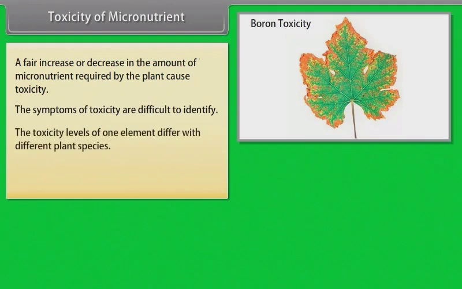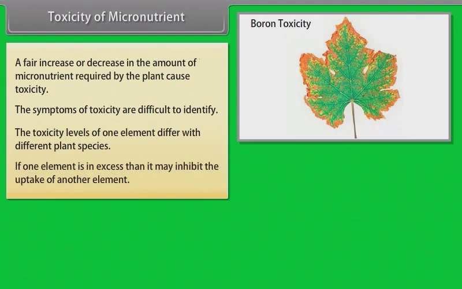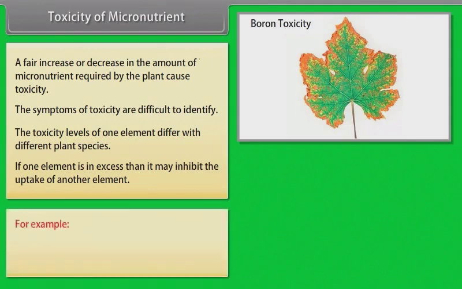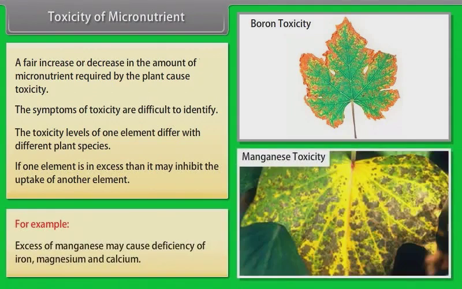The toxicity levels of one element differ with different plant species. If one element is in excess, then it may inhibit the uptake of another element. For example, excess of manganese may cause deficiency of iron, magnesium, and calcium.